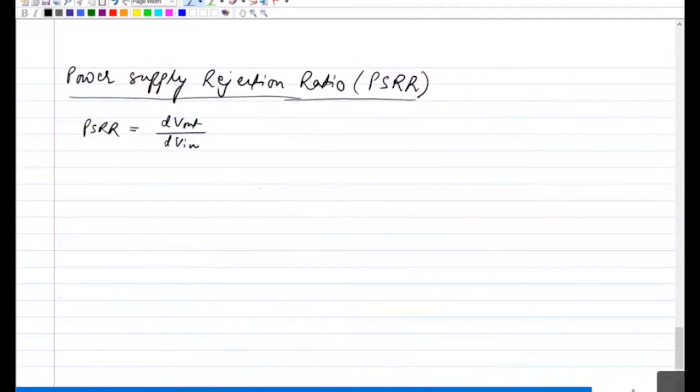So power supply rejection ratio we usually define as delta change in output with respect to delta change in V in or VDD. And when we write the transfer function of PSRR, we usually write it as the small signal V out over V DD, as a function of S.